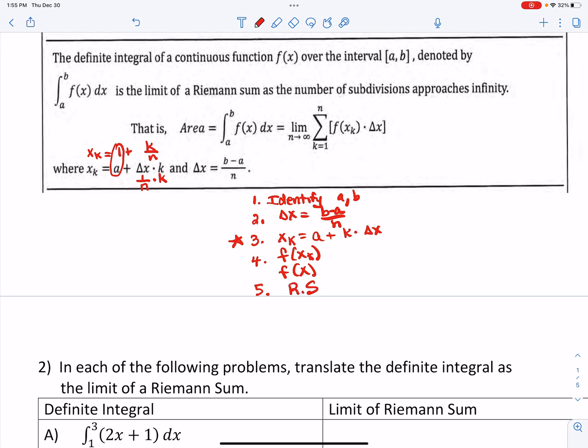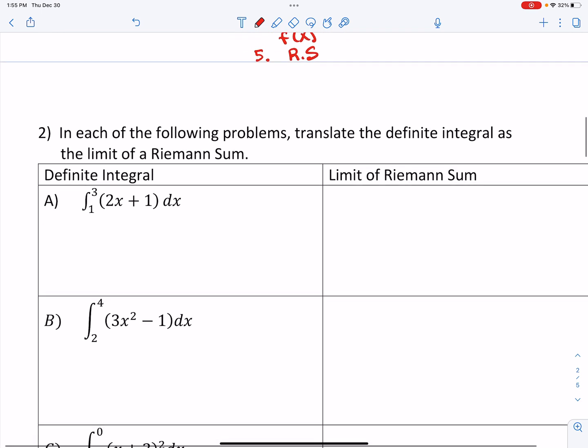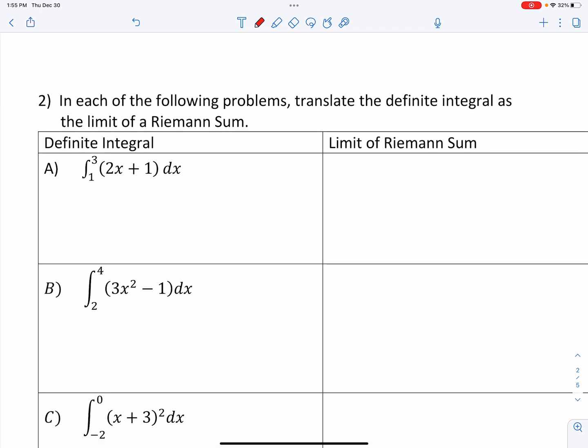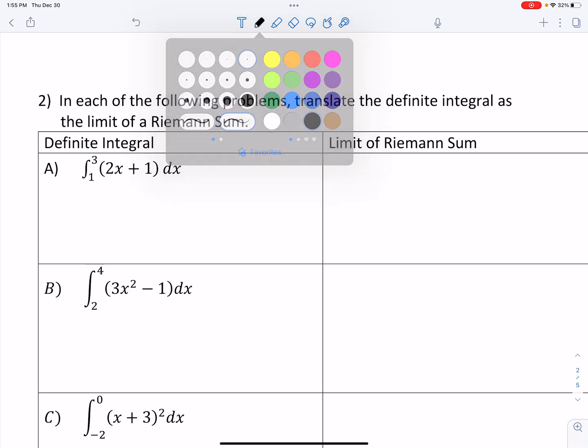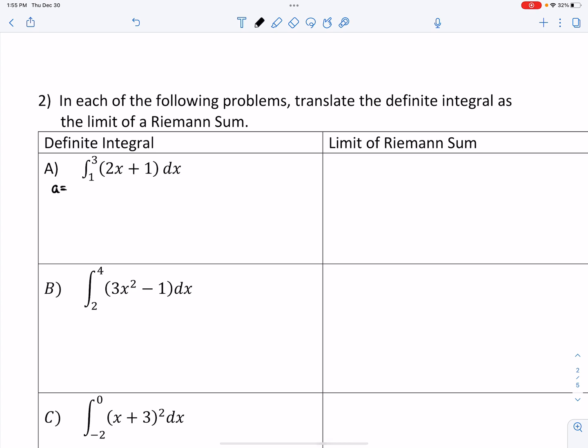And we could go back to our translation. So let's take a look at 2A. We'll do that together. So in this problem, let's identify a and b. a is 1 and b is 3. So our delta x here is 3 minus 1 over n, which is 2 over n. Now x sub k, by the formula, is a plus k delta x. So when we substitute, x sub k is 1 plus k times 2 over n.